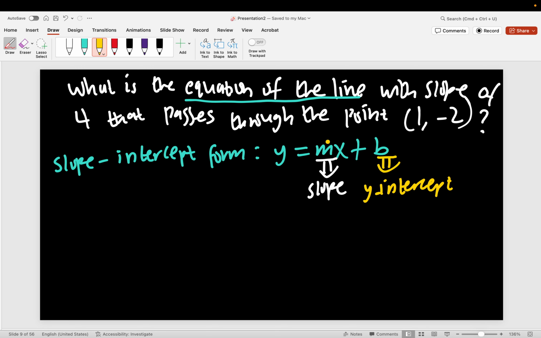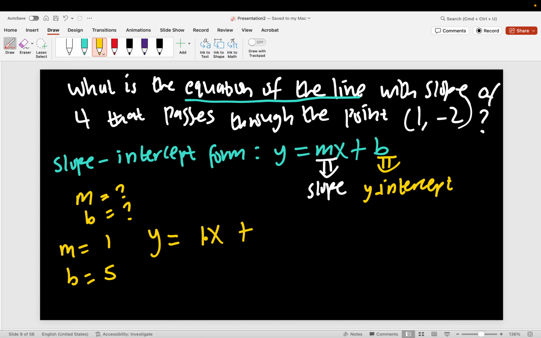So if you have m and you have b, you essentially have your equation. Because let me say that m was equal to 1 and b was equal to 5. I essentially have my equation because I know what m is and I know what b is, right? So instead of writing m, I'm going to write 1, and instead of writing b, I'm going to write 5. So I know the equation of my line essentially. So that tells us that all we need to do when we're asked to find the equation of a line is to just find m and find b. And if you have m and you have b, congrats, you have the equation.